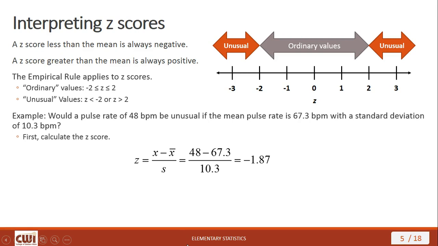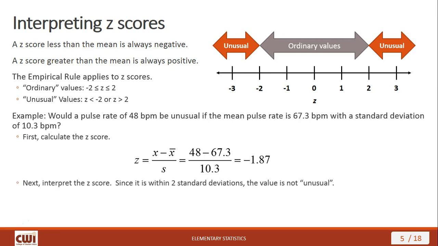But the question is, would this value of 48 be unusual? And we have to answer, no, it's not unusual because it's within 2 standard deviations from the mean. So because it's within this central region right here, within the 2 to negative 2, then that's going to be a value that we would expect to see. It's not unusual.